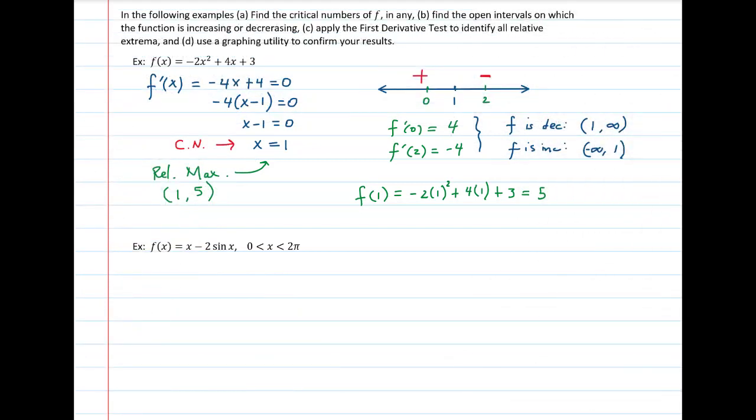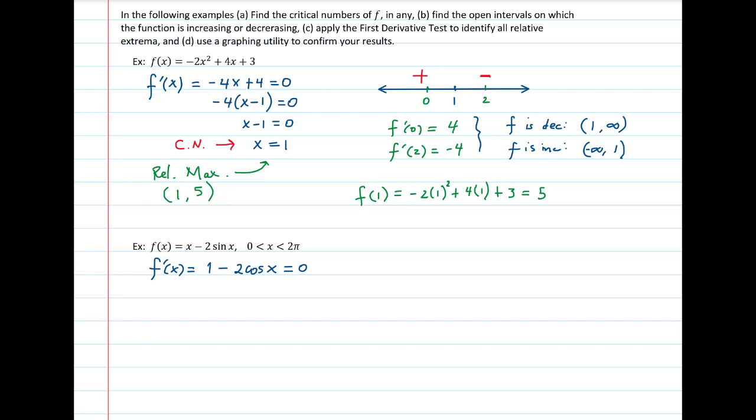Here's another example where we have f of x equal to x minus 2 sine of x. And again, because we have this trigonometric portion, we know that if we don't have a restricted domain, it's going to keep going forever and ever. So we're going to just look at this function from 0 to 2 pi and not include those endpoints.